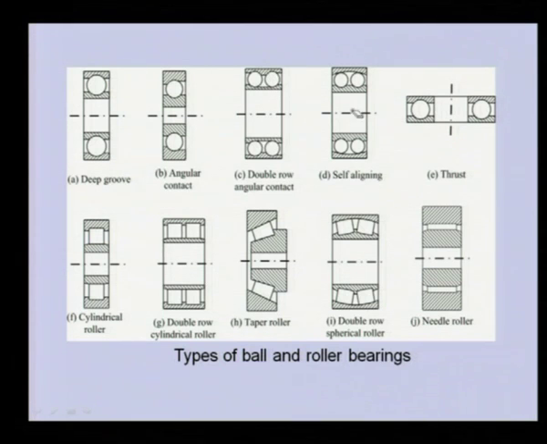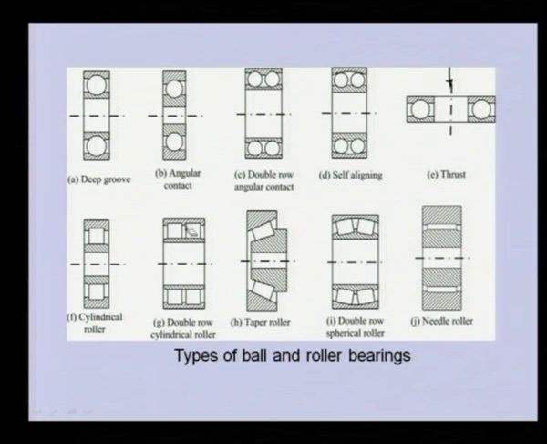This is a self-aligning bearing. In this particular case, the inner ring can tilt with respect to the outer ring by a large amount. Then this is the thrust bearing. Generally the load comes in the vertical direction, so they take the load here. So load comes like this in this particular case. This is a cylindrical roller bearing. So the shape of the rollers is cylindrical.